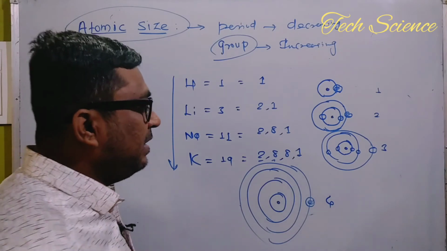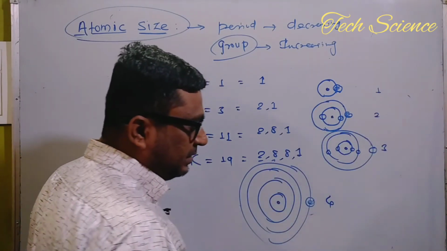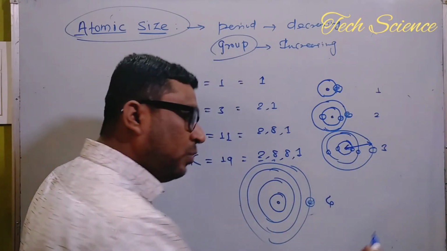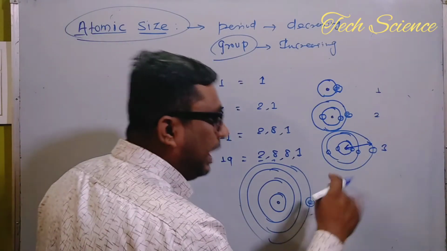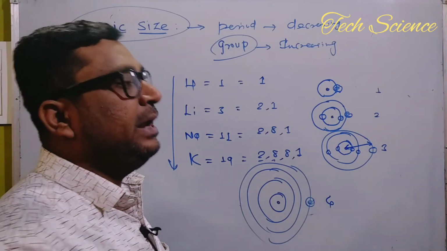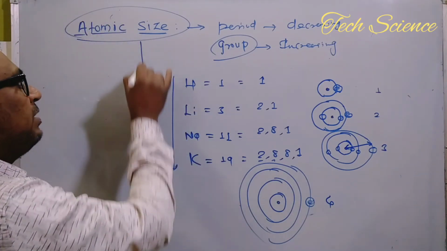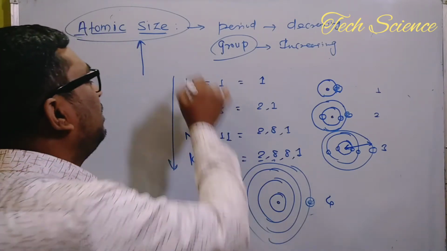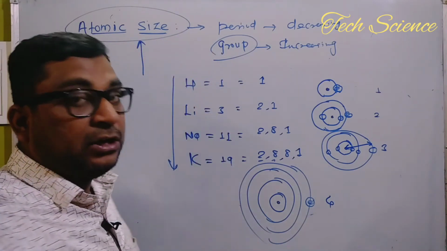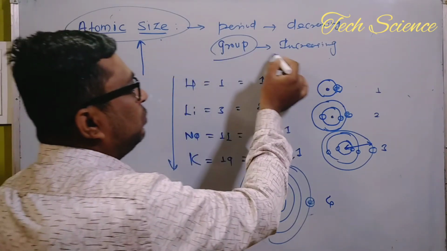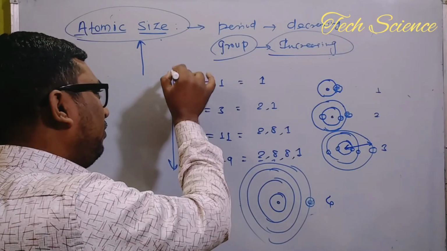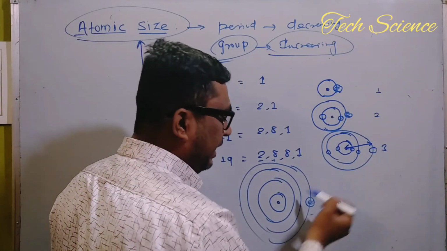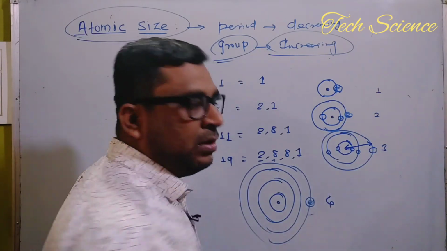What does this mean? It means that when the number of shells goes on increasing, of course the distance between the nucleus and the outermost shell goes on increasing. It means that atomic radius goes on increasing, and atomic size is decided only by the factor of atomic radius. And if the atomic radius goes on increasing, atomic size also goes on increasing when you are moving from top to bottom in a group. Observe here, every time a new shell gets added, it means the distance every time goes on increasing.